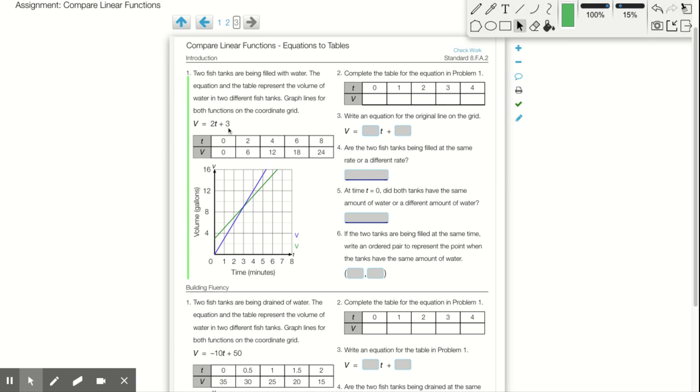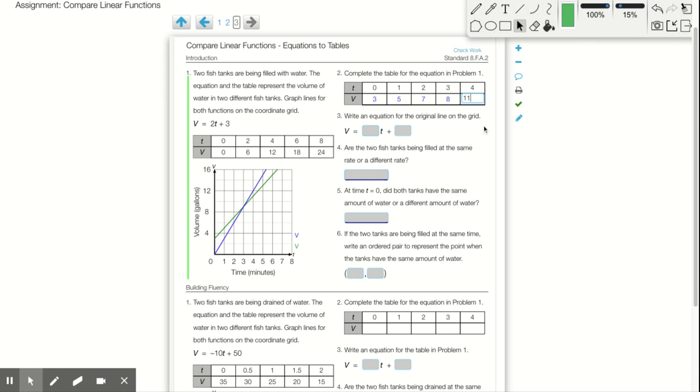Complete the table for the equation in problem 1. For this equation, it starts at 3, and then you take 2 times 1 plus 3, which is 5. Looking at this equation, now we're going to take 2 times 2 plus 3 because the time is 2, which is 7. 2 times 3 is 6 plus 3 is 9. 2 times 4 is 8 plus 3 is 11.